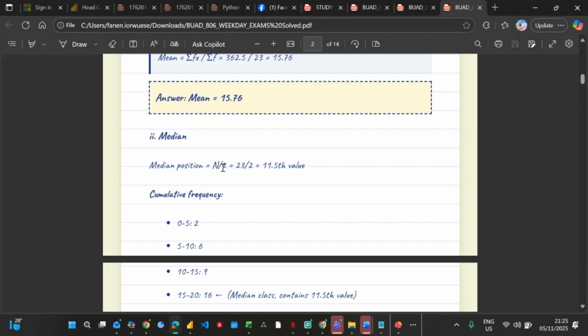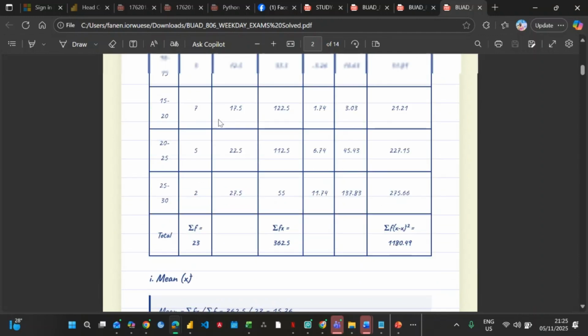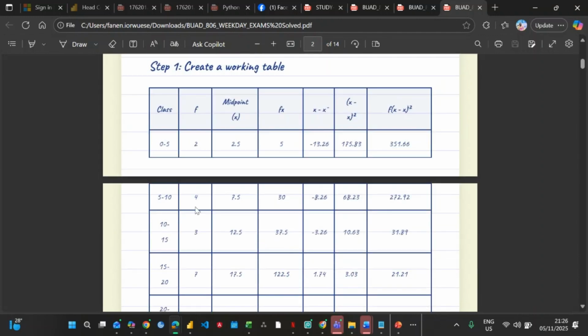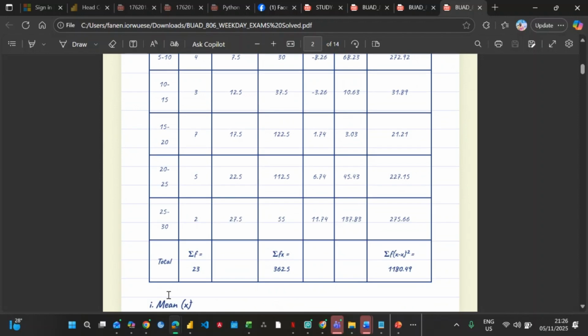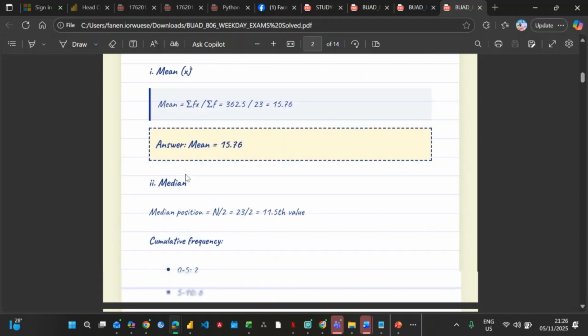What is n now? Can somebody tell me the name, the n here? The n here is the total number of frequencies, right? Look at it. I have frequency here, one, two, three. I add it up together, it will give me 23. That's the total number of frequencies, 23. So the formula to get the median position is n divided by 2. So you divide 23 by 2, then it will give you this.